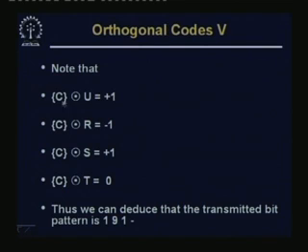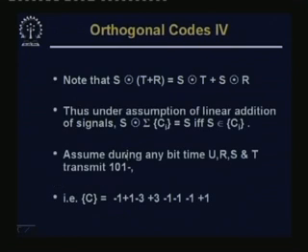Now, if we do that C dot U, we will get a plus 1, that means U is trying to send a 1. C dot R will be minus 1, that means R is trying to send a 0. C dot S would be plus 1, that means S is trying to send a 1, and C dot T would be 0, that means T is not sending anything at all. If you remember that 1 0 1 dash, that means U, R, S and T are transmitting in this fashion.